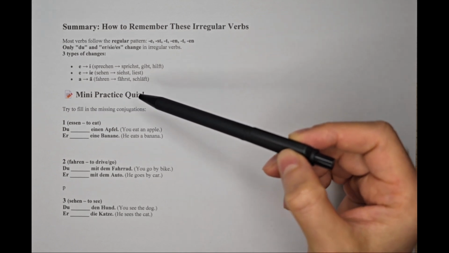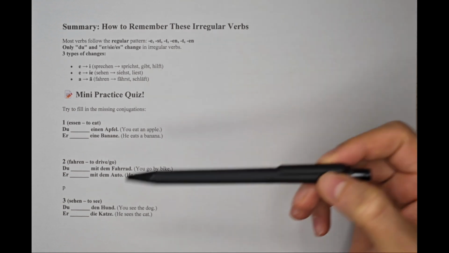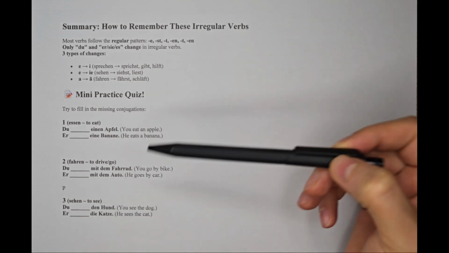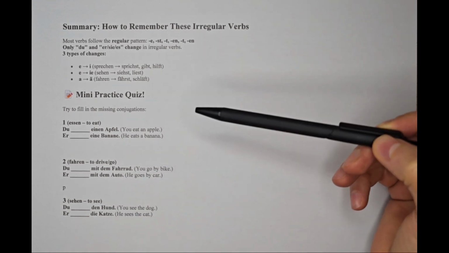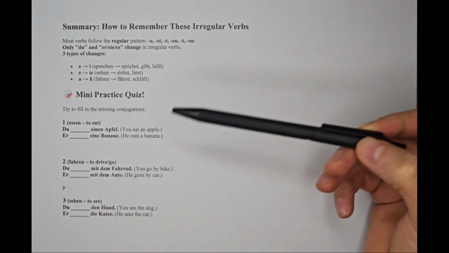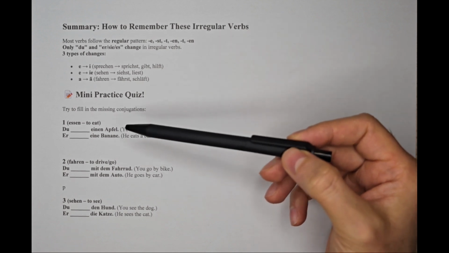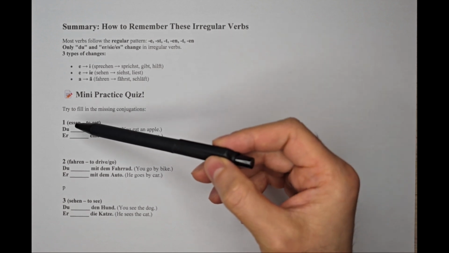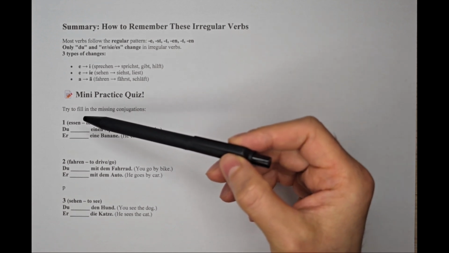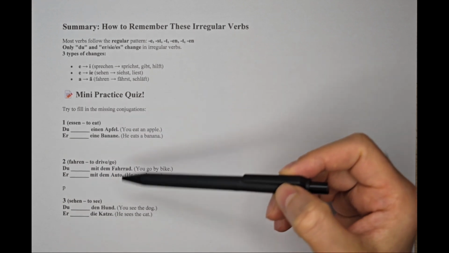Mini practice quiz, you can do this at home. If you would like to understand this better, put it in the comment below under this video, and I will then tell you if you did it correctly or not, but you don't have to do it. If you would like to know this better, I would really highly recommend that you do this. So we have three verbs that are irregular by nature: essen, fahren, und sehen. And these are the sentences.